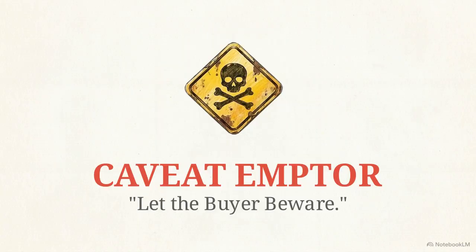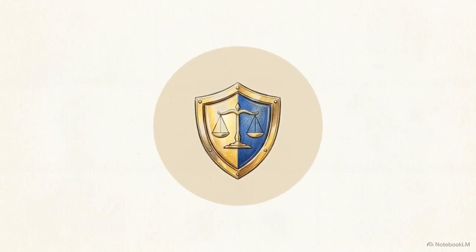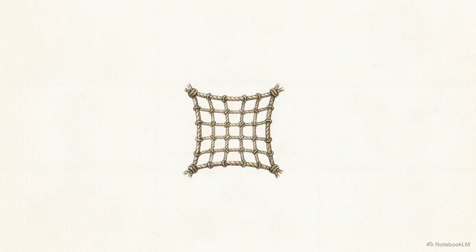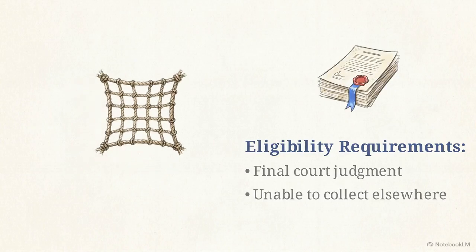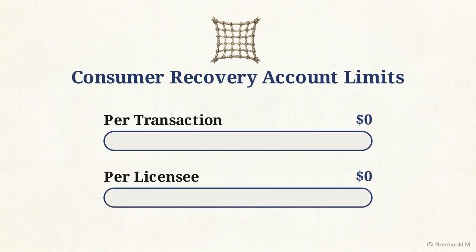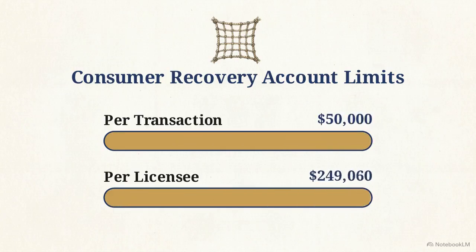Modern real estate law moved away from the historical doctrine of caveat emptor, let the buyer beware. Today, the state provides a robust framework of systems designed to shield the buyer from professional misconduct. The Consumer Recovery Account serves as the final safety net for victims of fraud who cannot collect on a court judgment. The account is capped at $50,000 per transaction and $250,000 per licensee.